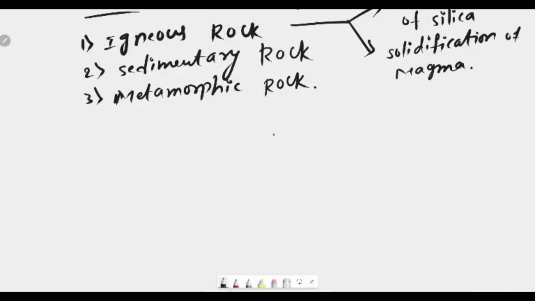In the sedimentary rocks, there are two types: on the basis of grain size, and on the basis of mode of formation or origin.